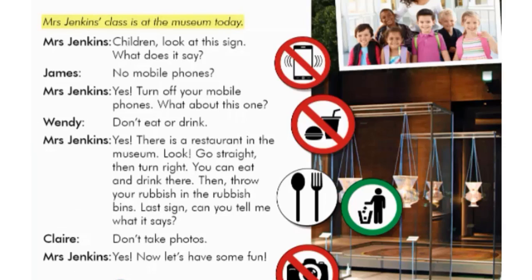Mrs. Jenkins' class is at the museum today. Children, look at this sign. What does it say? No mobile phones. Yes. Turn off your mobile phones. What about this one? Don't eat or drink.